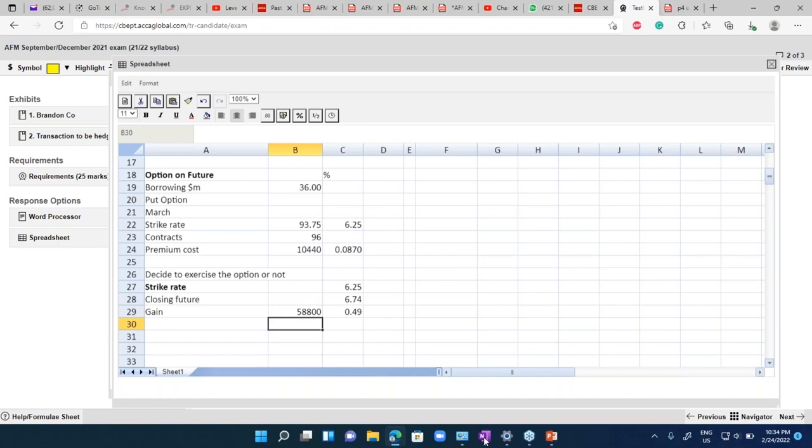Okay, if you say, sir, I don't want to use a tick, there is another way. That is number of contracts, 96, contract size 500,000 into 0.49% into 3 by 12, because options on futures are of 3 months.